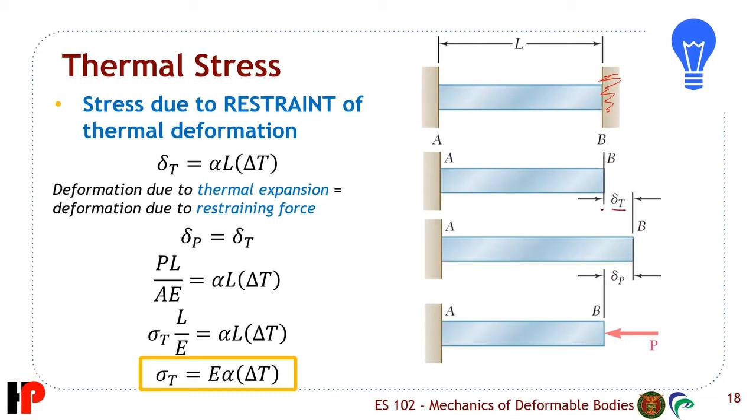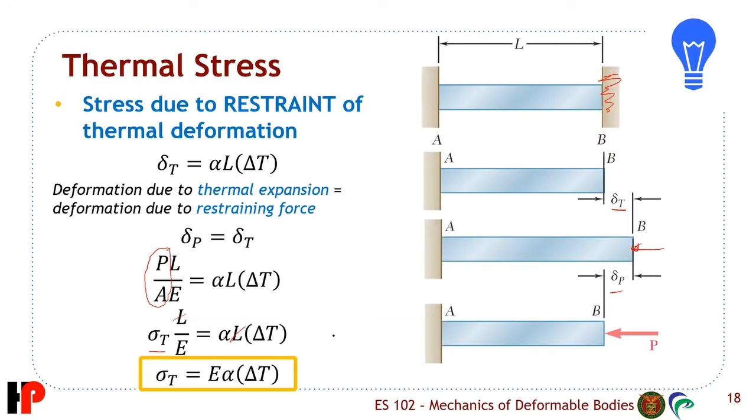pag ininit mo siya. And then, dahil dun sa constraint, parang mag-a-apply ngayon siya ng reaction force P para bumalik siya by the same amount, delta P. So, dahil dun sa constraint na yan, yung temperature expansion, alpha L delta T, must be equal to the displacement due to the reaction. So, PL over AE. So, equal dapat sila. We know that P over A is equal to axial stress, sigma. So, you rearrange this one, cancel yung L, you get sigma equals E alpha delta T. This one is stress without strain.